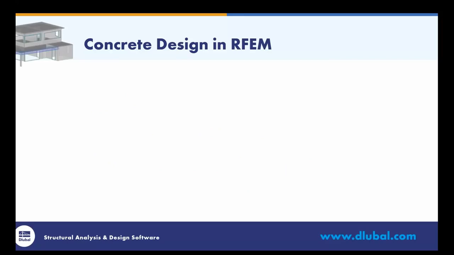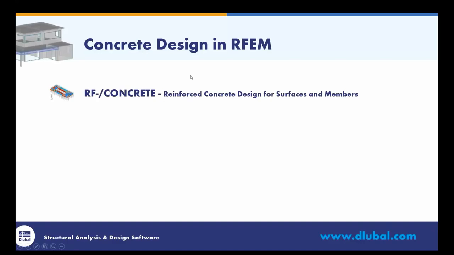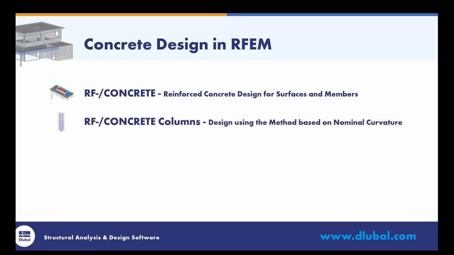So what possibilities do we have for concrete design in RFEM? The first is a big module called RF-CONCRETE. It's actually 2 modules, RF-CONCRETE Surfaces and RF-CONCRETE Members, because of different design concepts. And the member design is also available for RStab. Then we have RF-CONCRETE Columns, which does a column design using the method based on nominal curvature, which is also available for RStab.